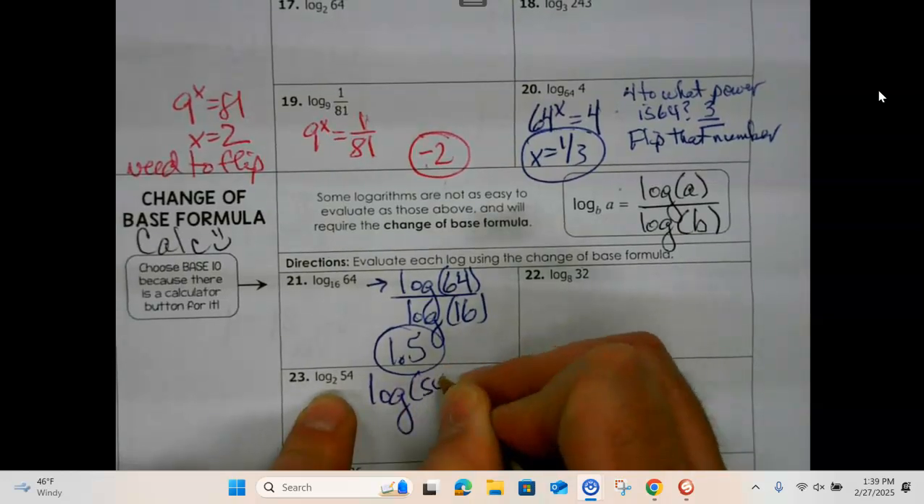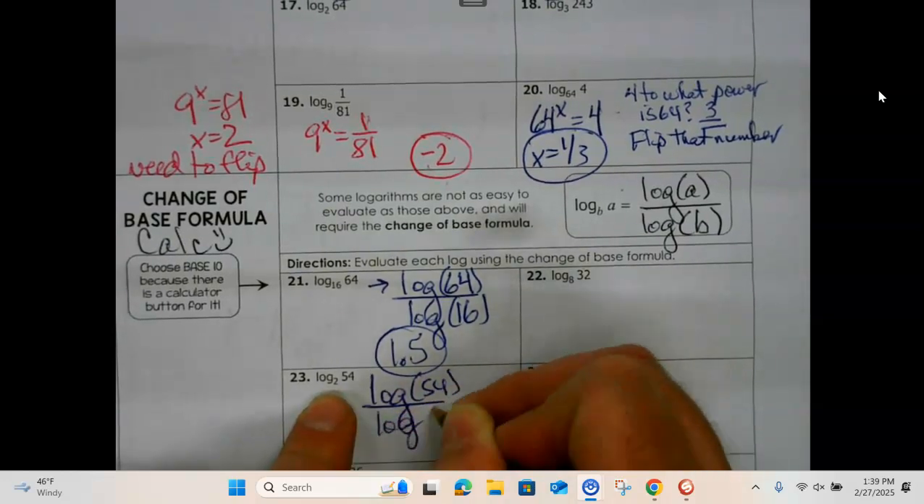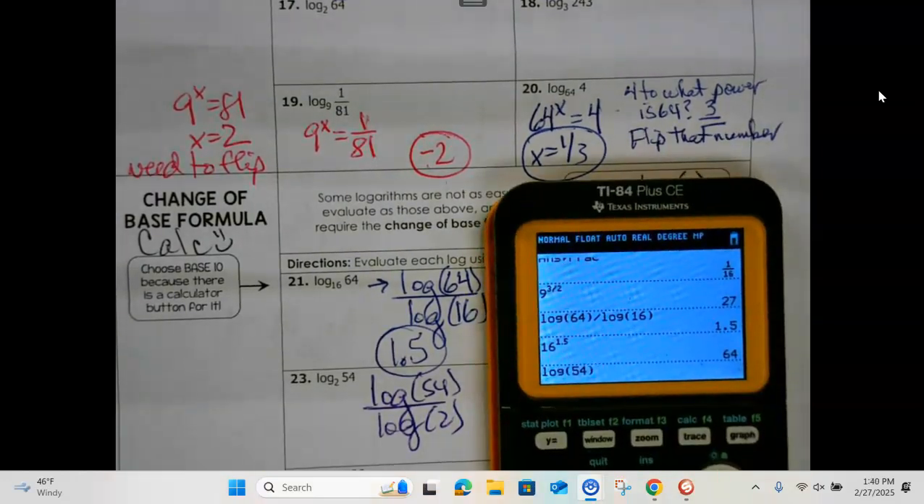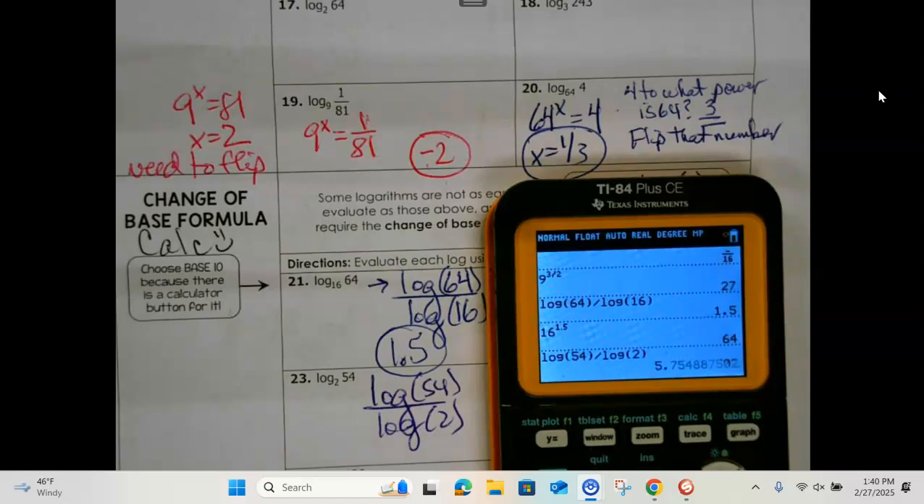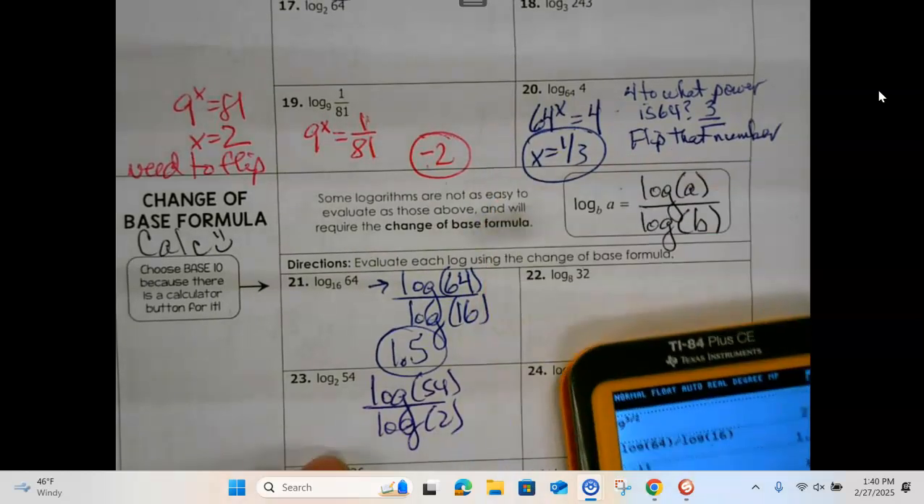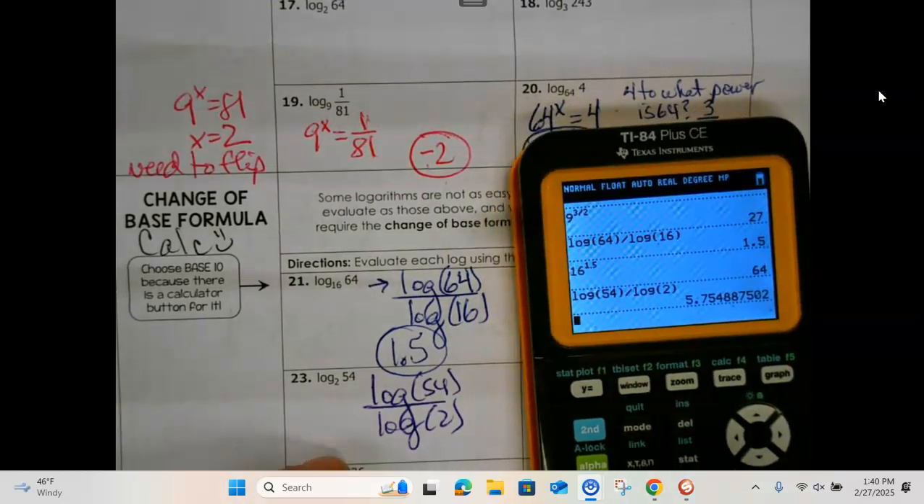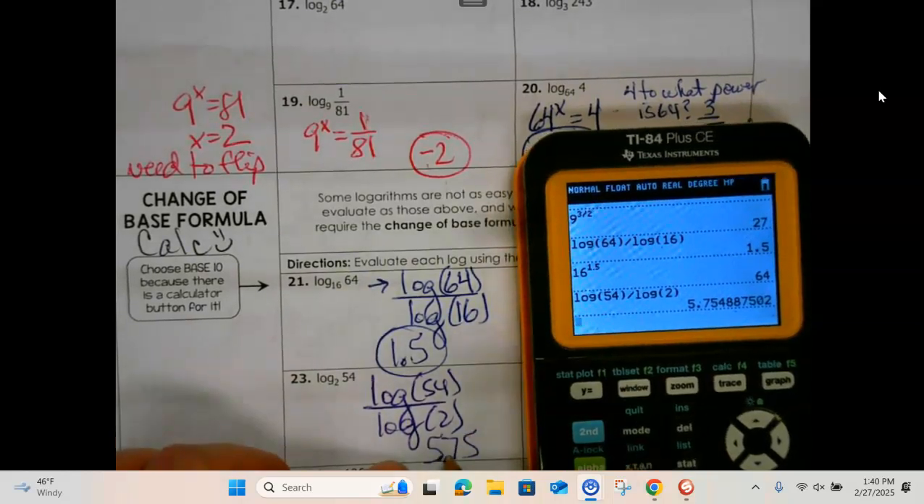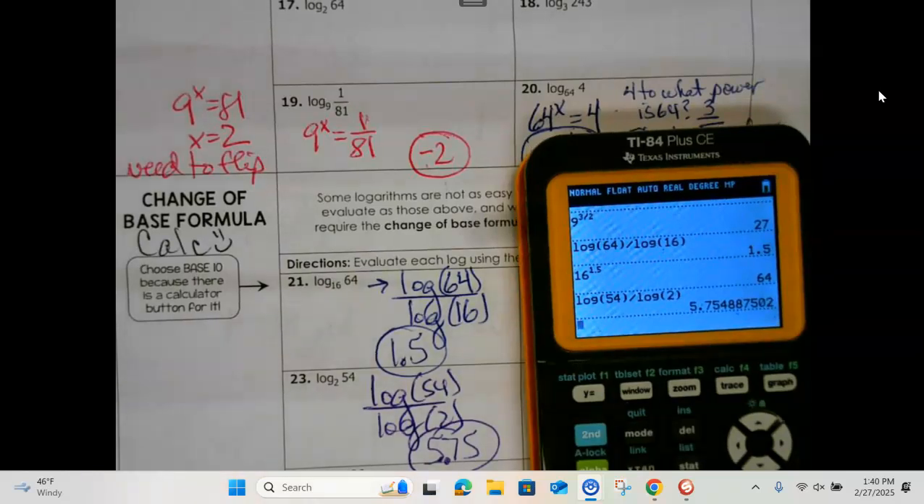Log of 54 divided by log 2. Let's see what funky decimal we get this time. It doesn't say how far we're going. Let's go to the hundreds. Let's go to 2 decimal places. We don't need to go totally insane here.